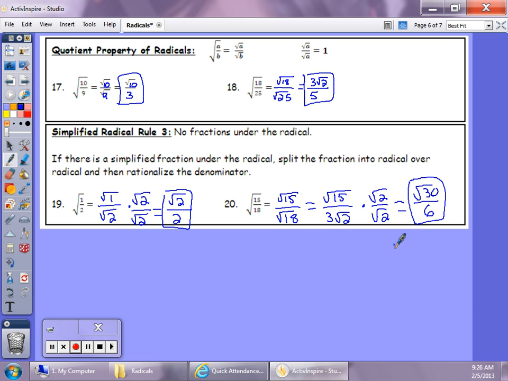Okay. So that's the end of the lesson for today. If you have any questions, feel free to watch the video for a second time. And if you still have questions on perfect squares or any of the 3 radical rules, make sure you write those down and bring them to class tomorrow.